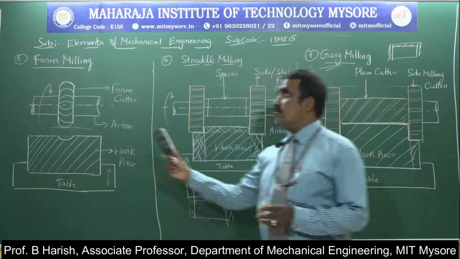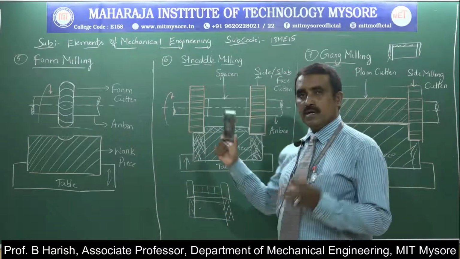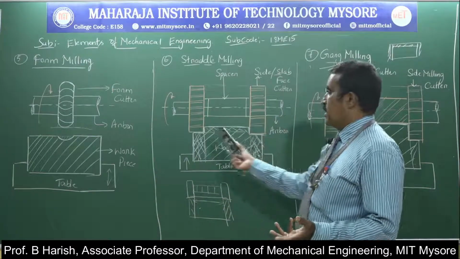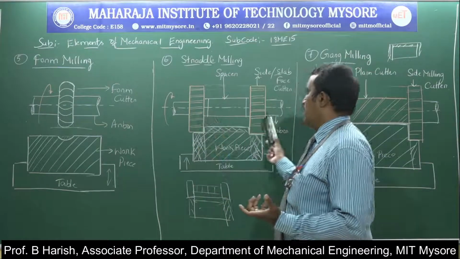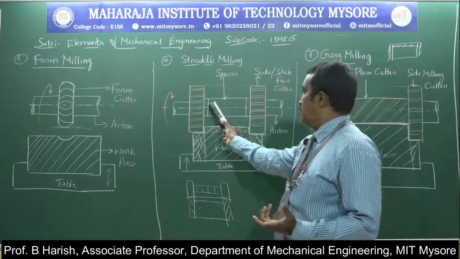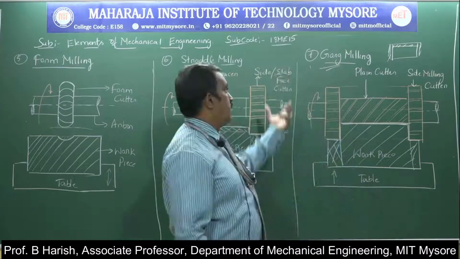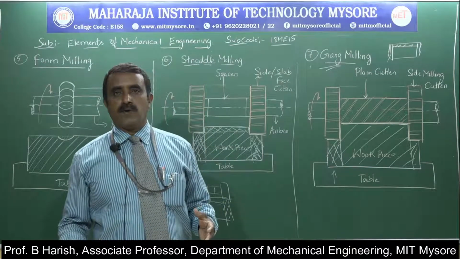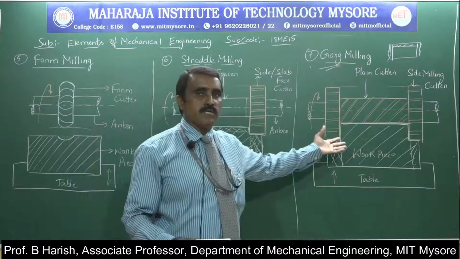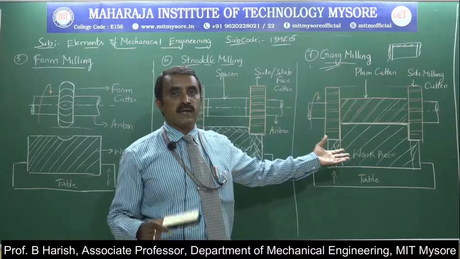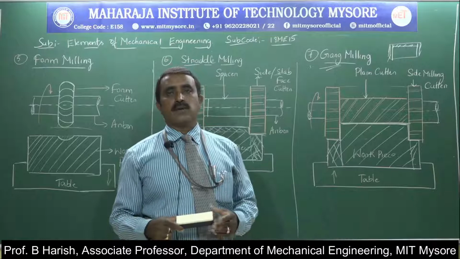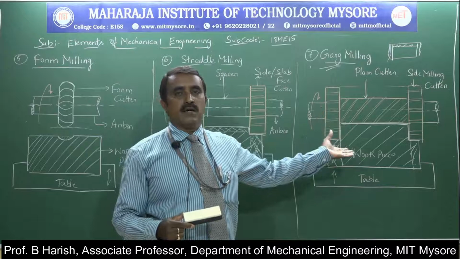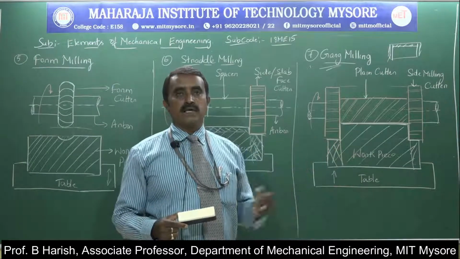We discussed three different operations. One is form milling, in order to get a concave or convex shape or a curved surface on a given job. Straddle milling, in order to reduce the length of the job, where we have two cutters on the ends and in between a spacer. Then we discussed gang milling. Gang is nothing but group, where more than one operation is performed on a given job. When more than one operation is performed on a given job, the time taken for completion of the job is less. So it indicates that it can be used in production work where time is very important.